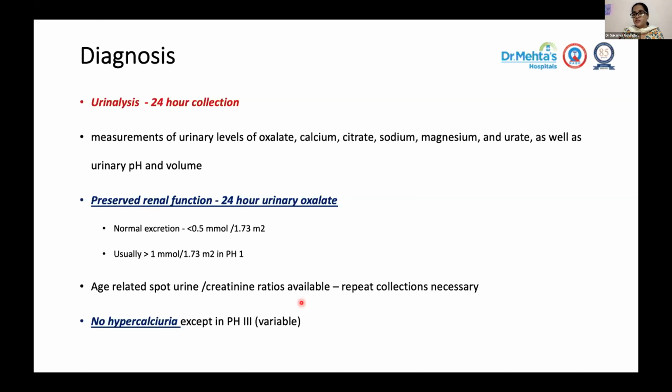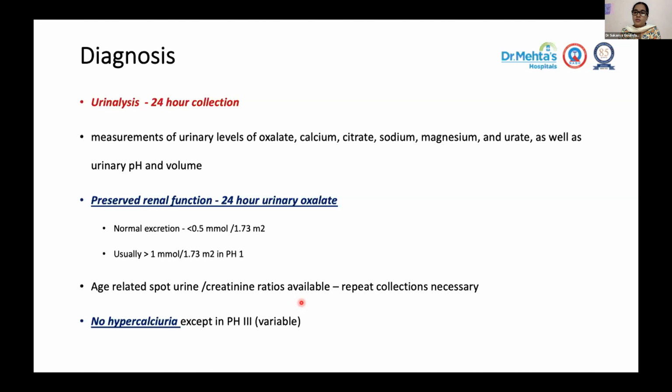Especially in infants, sometimes the 24-hour urinary collection might not be possible. And in certain other situations when it's not possible, one can attempt a spot urine oxalate creatinine ratio. There are age-based reference ranges available, but a low creatinine in many of these patients can falsely give a higher ratio and can false positively diagnose hyperoxaluria. So repeat collections may be necessary, or a confirmation again with a 24-hour collection might be necessary to confirm the diagnosis.